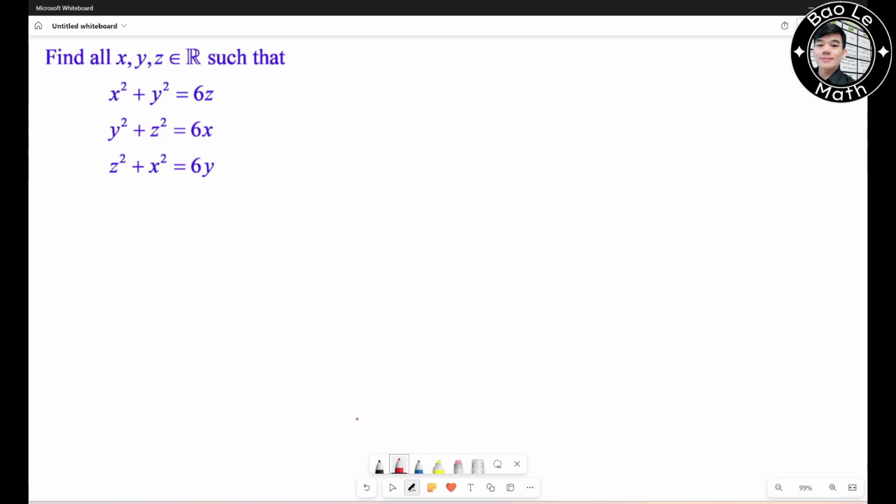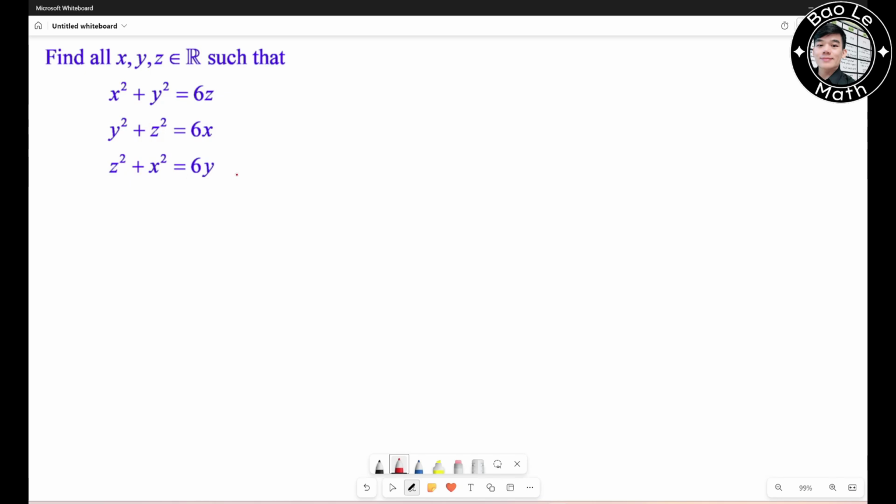Alright, let's get started. Find all real numbers x, y, z such that x squared plus y squared equals 6z, y squared plus z squared equals 6x, and z squared plus x squared equals 6y.